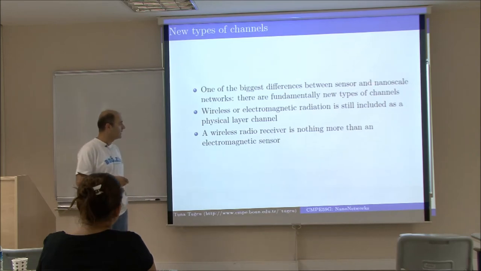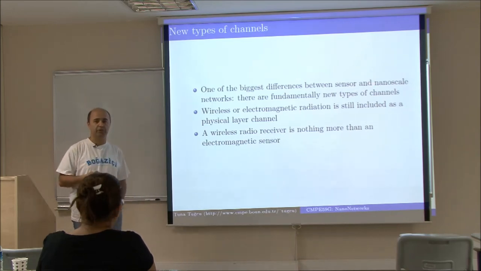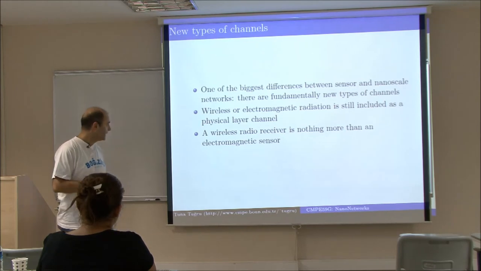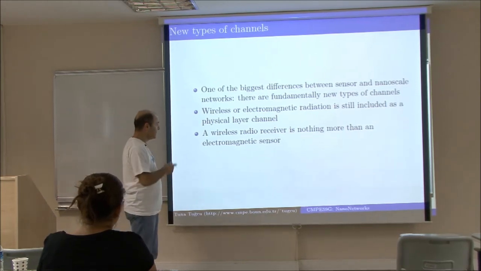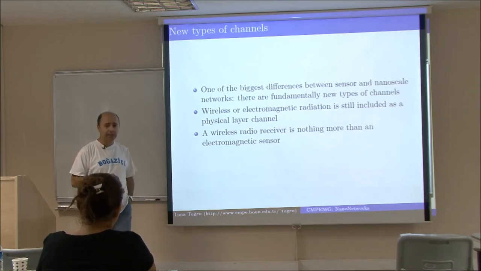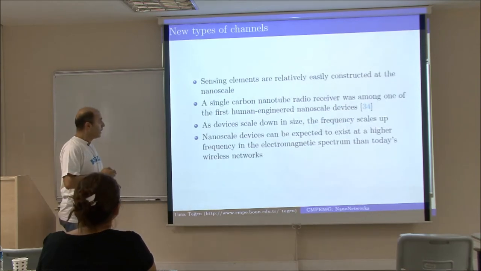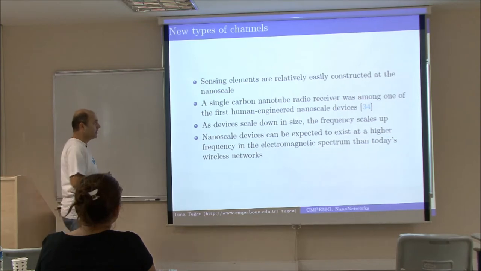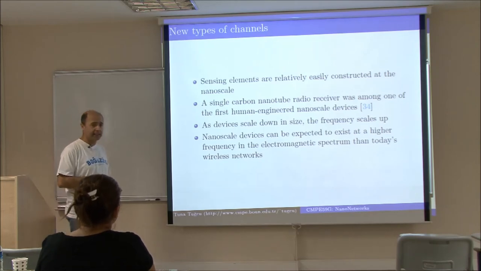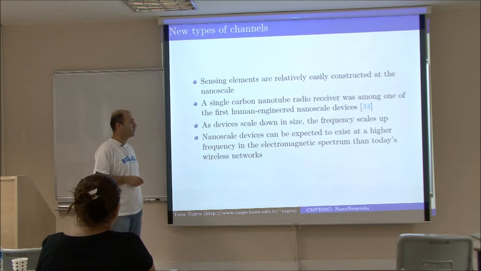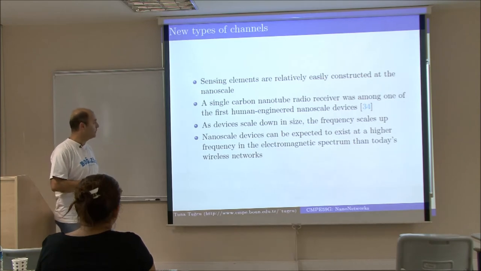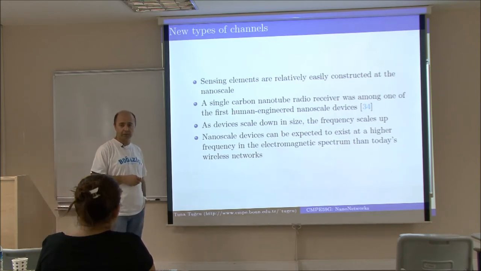they're still included as a physical layer channel. So it is still an option to make use of electromagnetic radiation. That's an option, but in this case, the wireless radio receiver would just be another electromagnetic sensor for us. But the sensing elements in the case of nanoscale are typically pretty small compared to regular sensor nodes, constructed at the nanoscale. For example, a single carbon nanotube radio receiver can be implemented, and this has already been done. This happened to be the first human engineered nanoscale device actually.